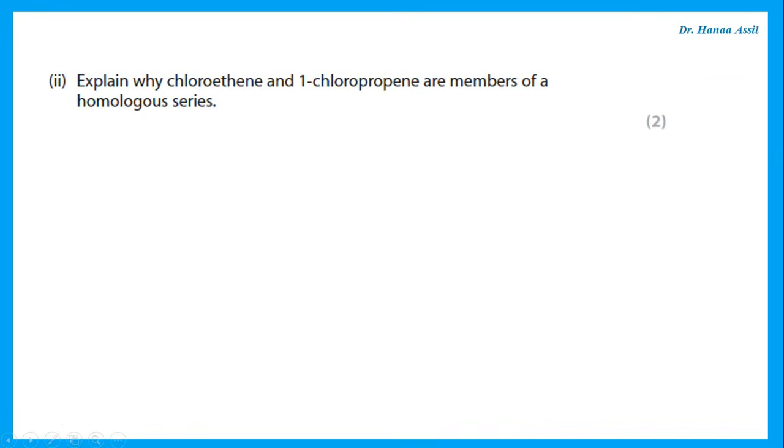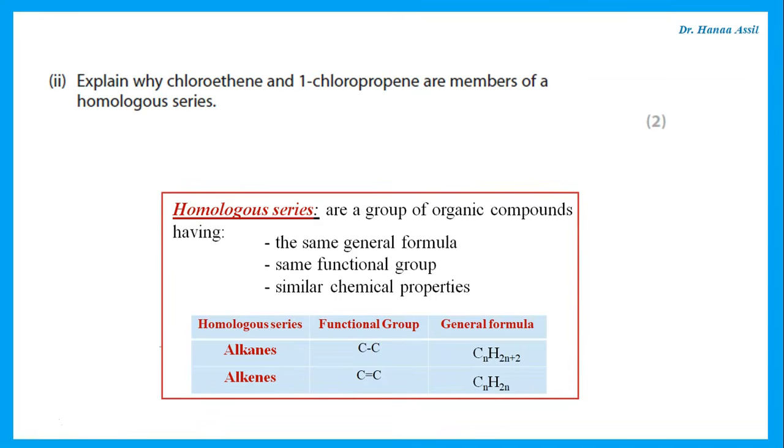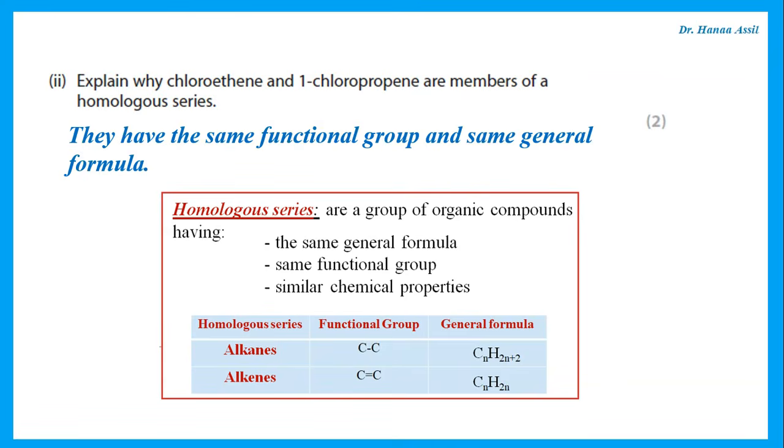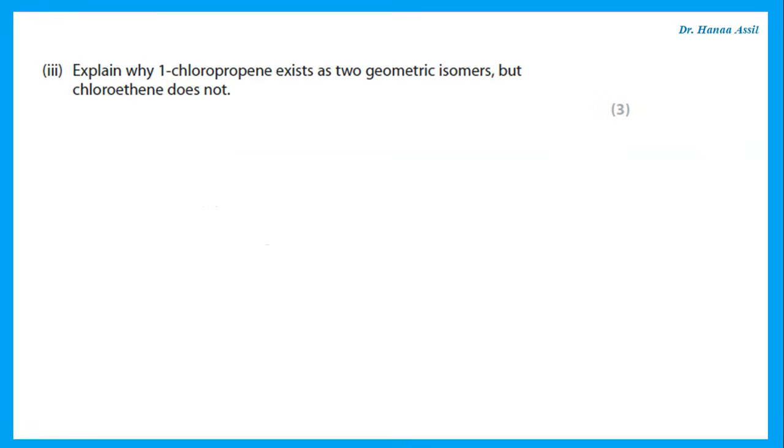What do we mean by homologous series? You should know that a homologous series is a group of organic compounds. And to be members of the same homologous series, they have to have what? They have to have the same functional group and the same general formula, and you are required to know the general formulas of alkanes and alkenes.